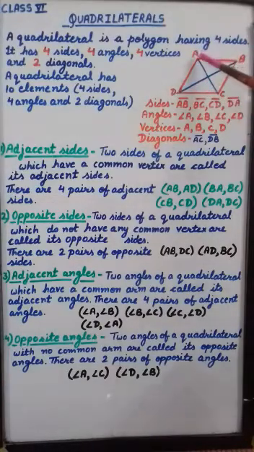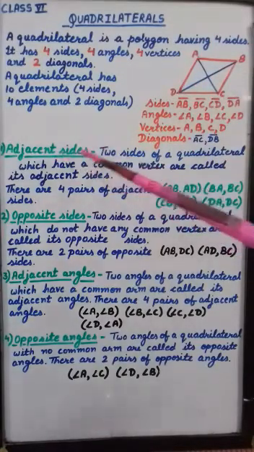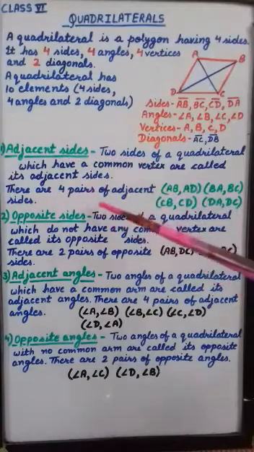So let's begin from vertex A, AB and AD. This is the first pair. Second one, let's begin from B, BA, BC. This is the second pair. Now let's begin from C, CB, CD. This is the third pair. And now let's begin with D, DA and DC. So these are called adjacent sides and there are four pairs of adjacent sides.